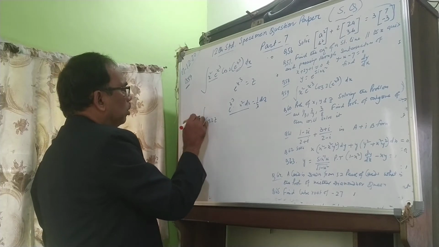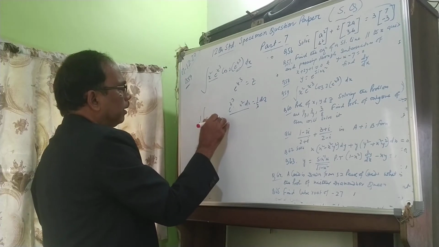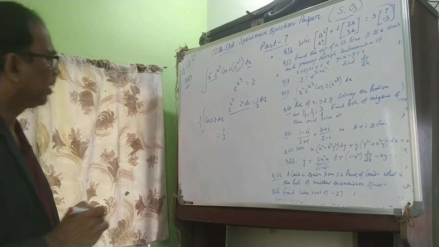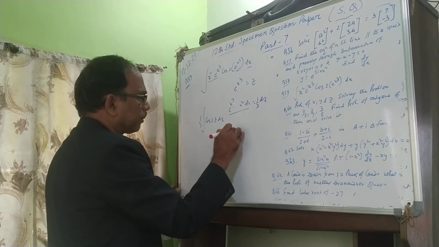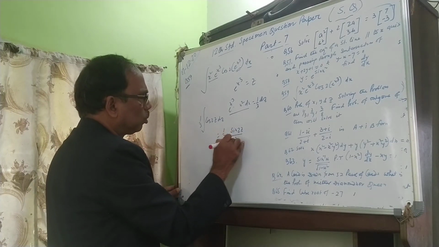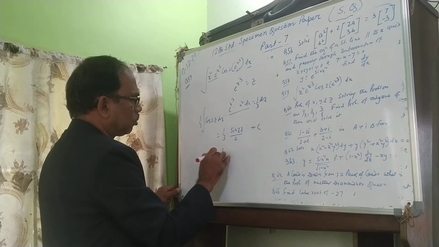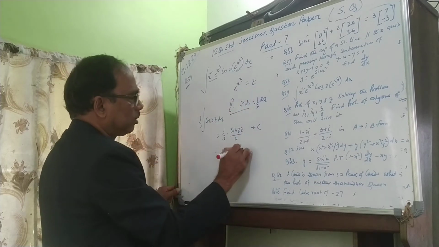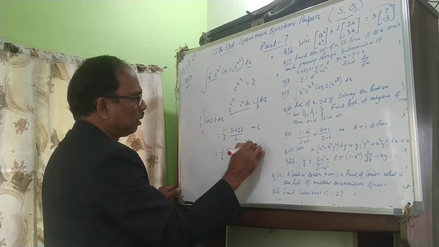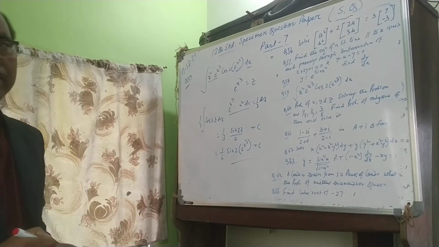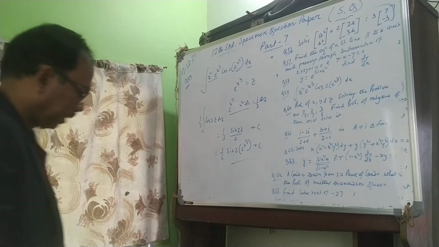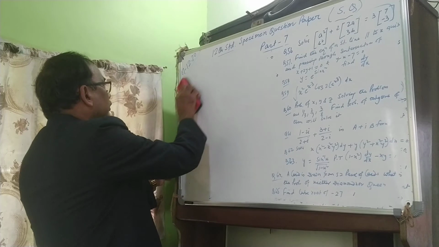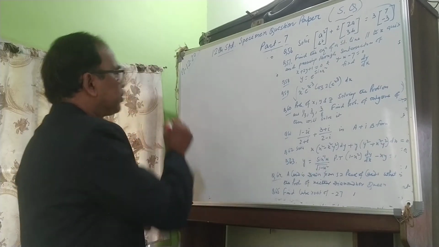So we get 1/3 integration of cos 2z dz, that is 1/3 into sine 2z by 2 plus c, that is 1 by 6 sine 2z. The value of z is e to the power x cubed, plus c, where c is an arbitrary constant. Next, sum number 60. Question number 60.